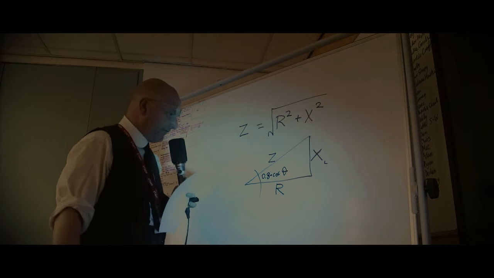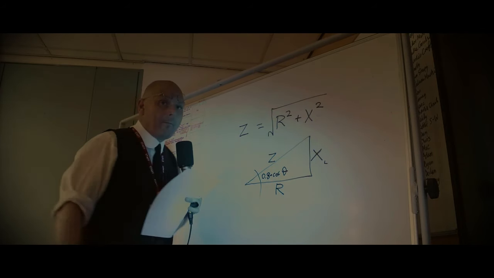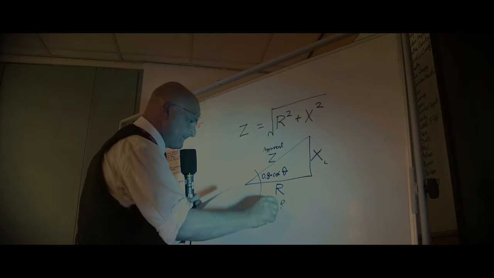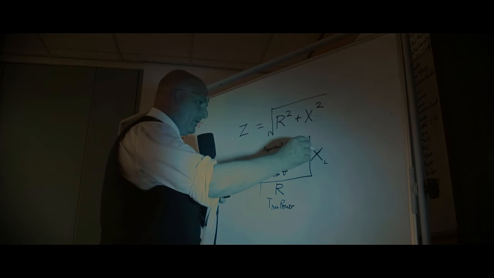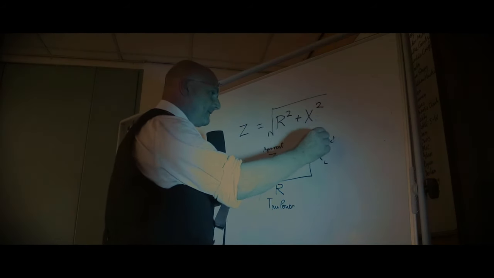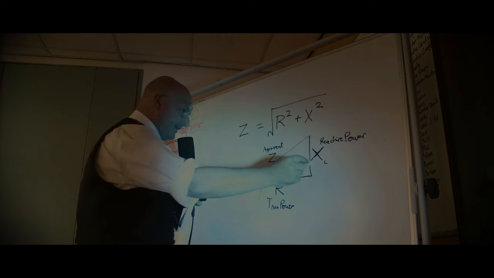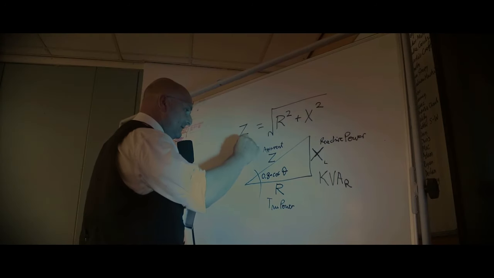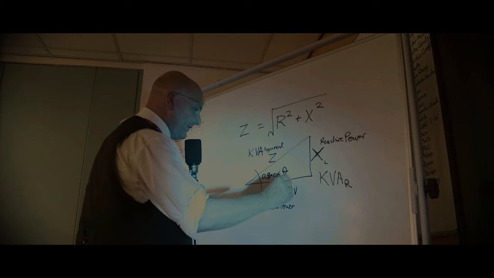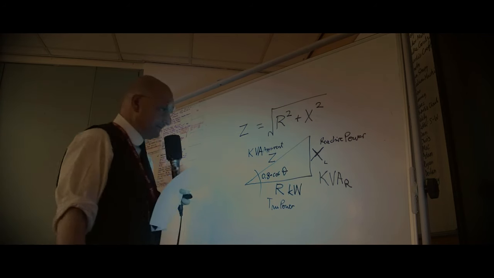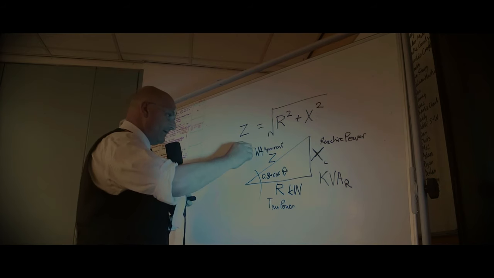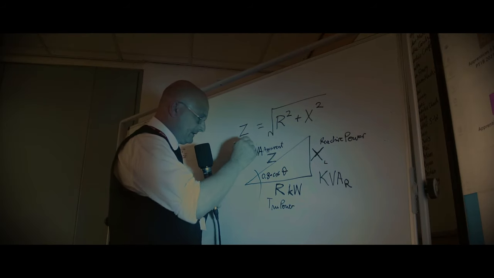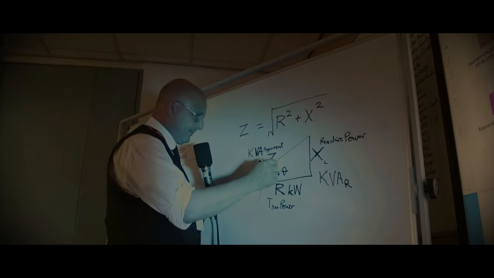The phase angle, or the phase shift, of our apparent power, our true power. And what type of power is that? Reactive power. This is in kVAR, kVAR, reactive. This is in kVA, what we pay for. This is kilowatts, the true power. Apparent power, kVA, true power in kilowatts. So they're the same triangle with the same power factor, the same phase shift angle.